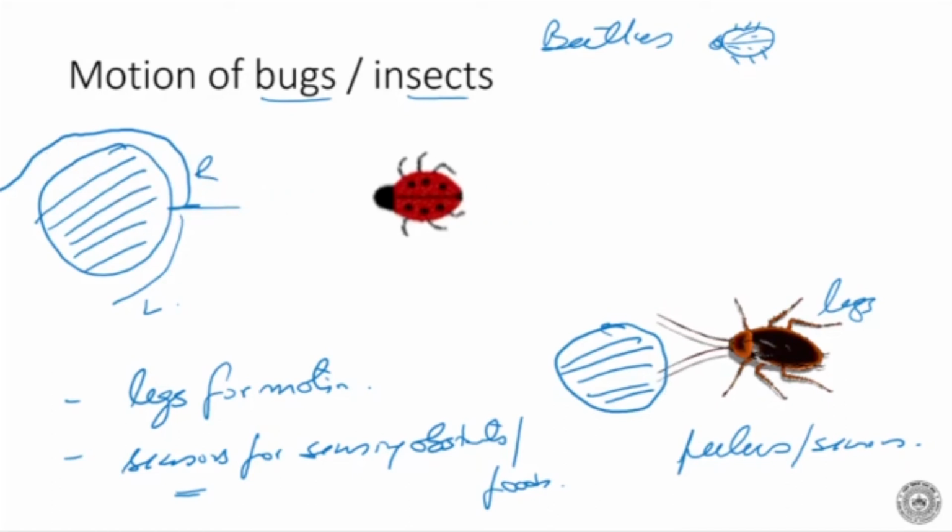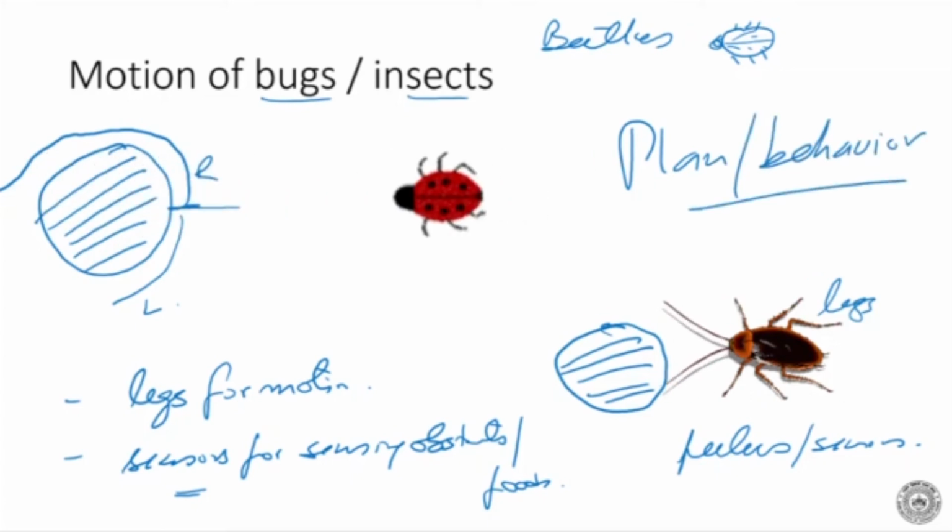And if there is an obstacle, it must sense it, and then there must be some kind of plan or behavior of what the objective here is. So, for example, if this ladybird wanted to go from here to here, like that, it can bypass that and go there.